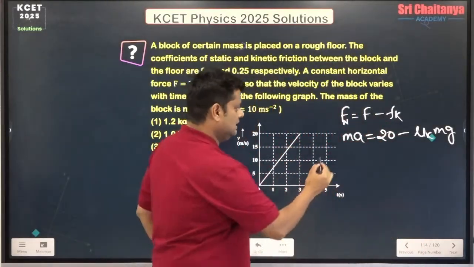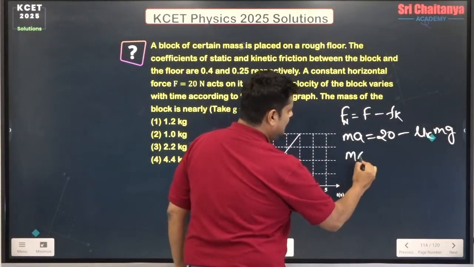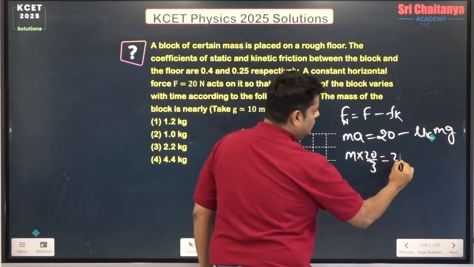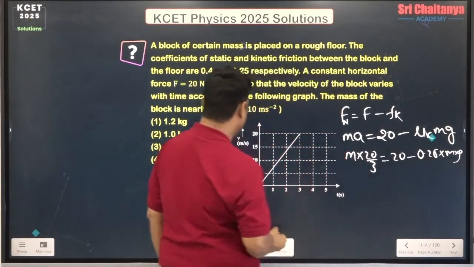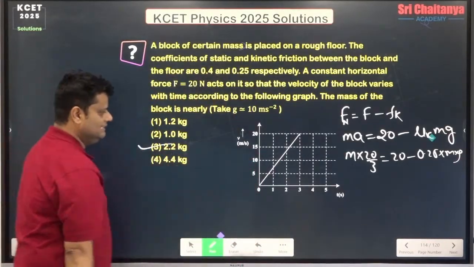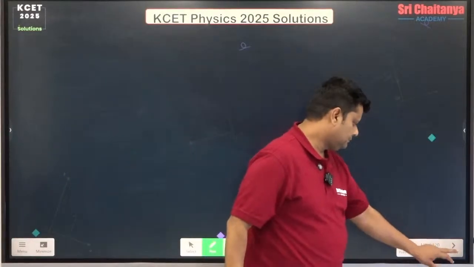So we have m into a, acceleration is 20 by 3, is equal to 20 minus 0.25 m into g. On solving, you get the mass as 2.2 kg. You can solve this calculation.